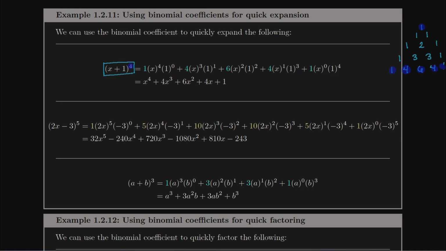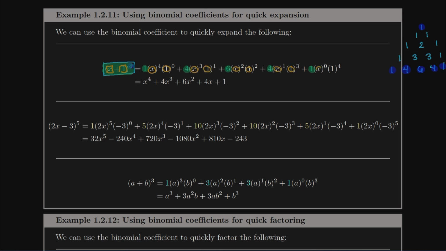1, 4, 6, 4, 1. These are the binomial coefficients corresponding to 4. And if I want to expand something like (x + 1) to the 4th power, I just write out my coefficients, 1, 4, 6, 4, 1. And then I have my two terms, x and 1, that were originally inside the binomial. And every term here is given an x, and it's given a 1.